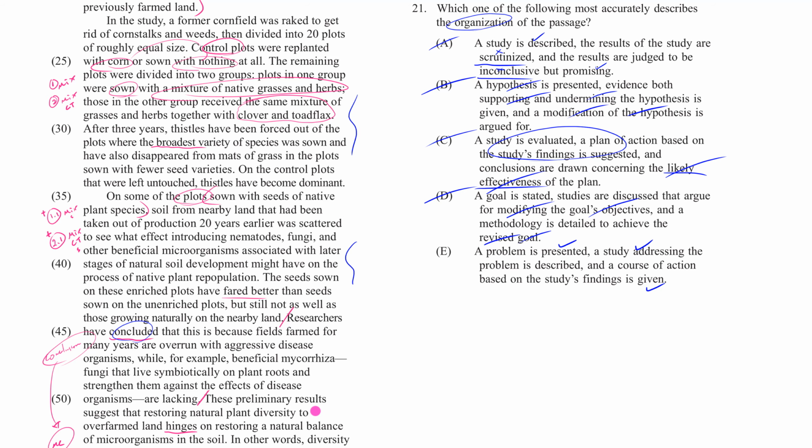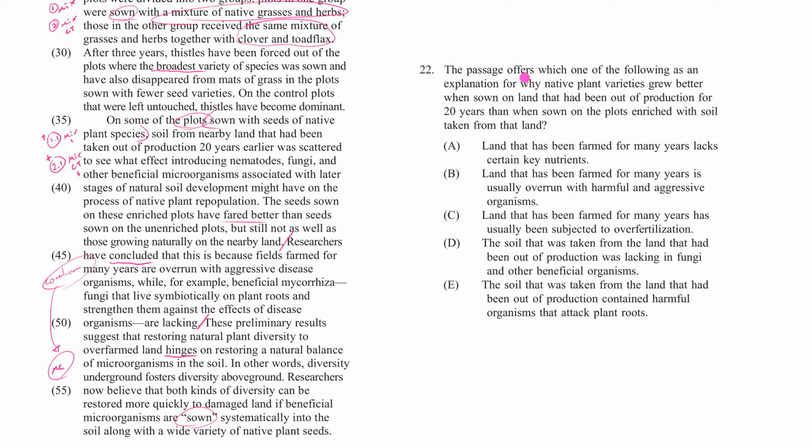Yes, that's the last statement. Very good. He's right. Question 22 says the passage offers which one of the following is an explanation for why native plant varieties grew better when sown on land that had been taken out of production for 20 years than when sown on plots enriched with soil from that land.